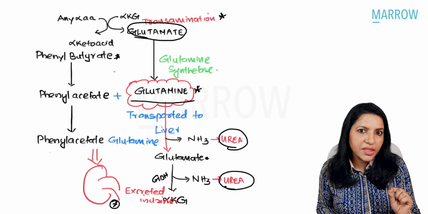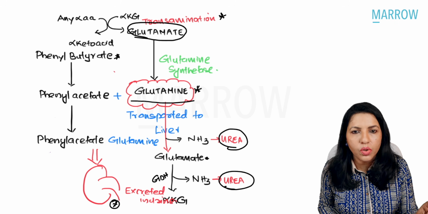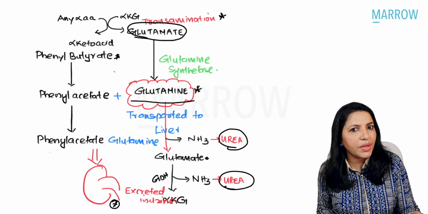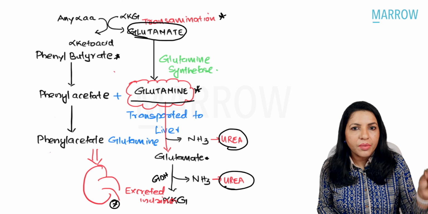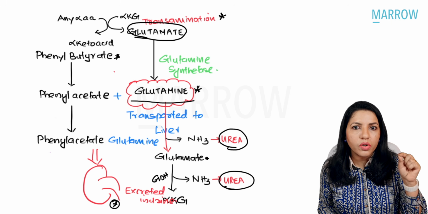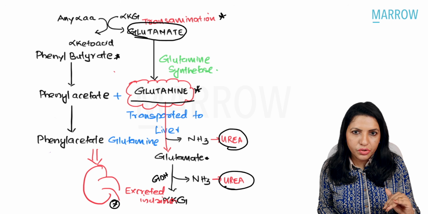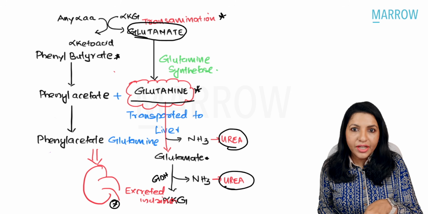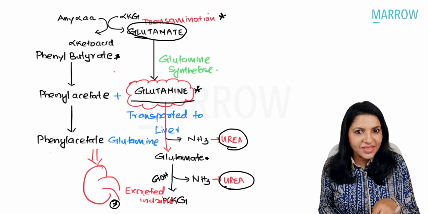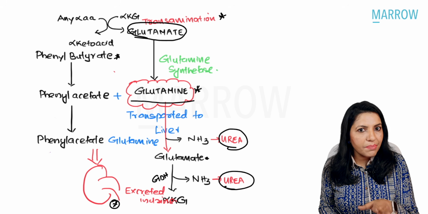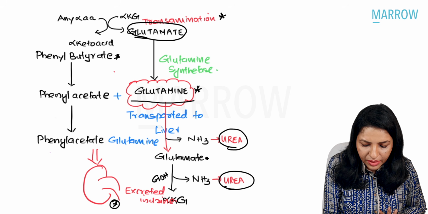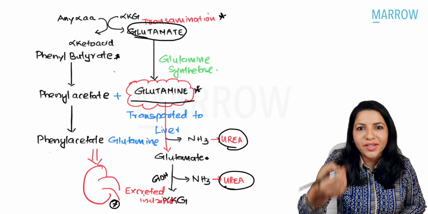Now the question is, in the options there is no glutamine. Actually, glutamine is the amino acid which directly combines with the phenyl acetate. But in the options, there is no glutamine. Then what should we choose? We can choose glutamate also. That is why I told you all these stories. When phenyl acetate combines with glutamine, we know that glutamine is formed from glutamate.